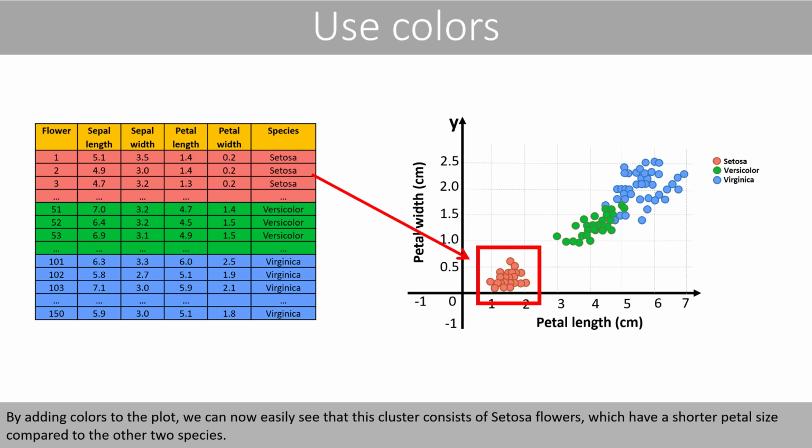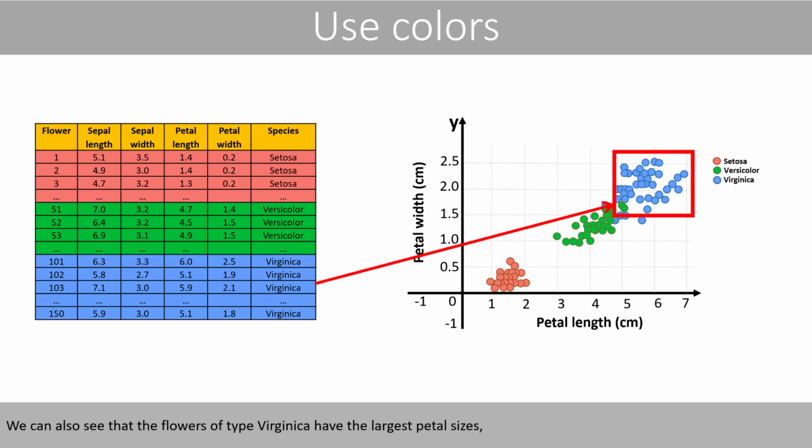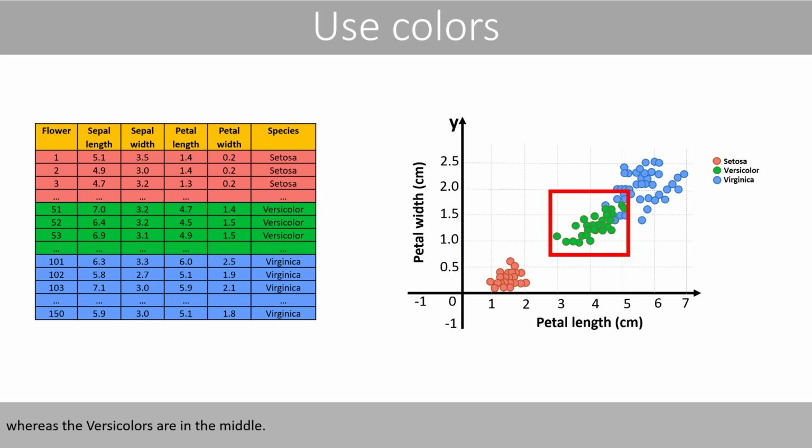By adding colors to the plot, we can now easily see that this cluster consists of setosa flowers, which have a shorter petal size compared to the other 2 species. We can also see that the flowers of type Virginica have the largest petal sizes, whereas the versicolors are in the middle.